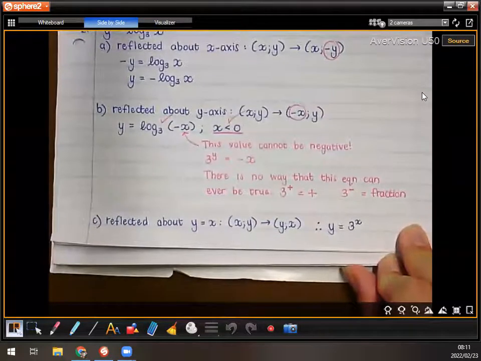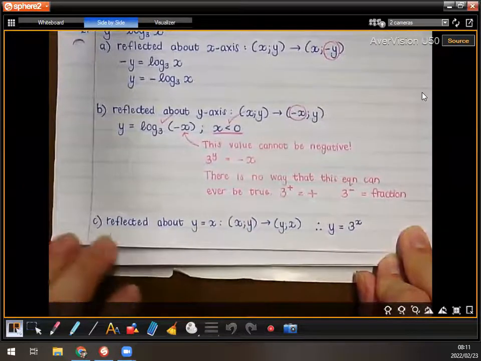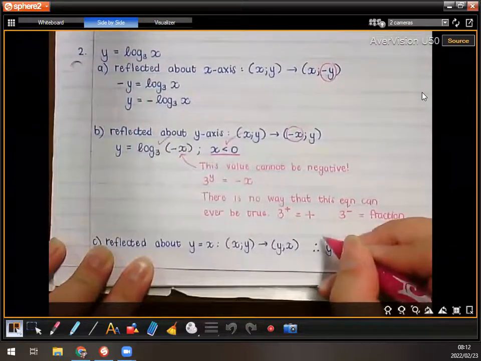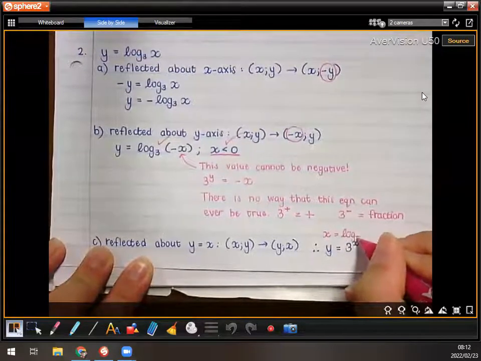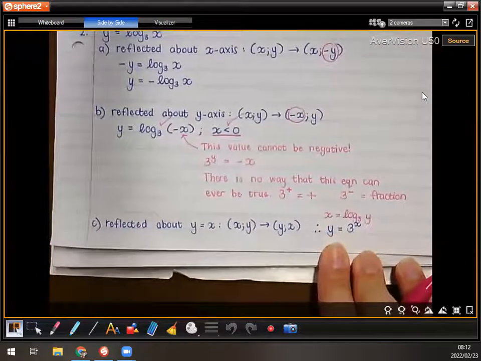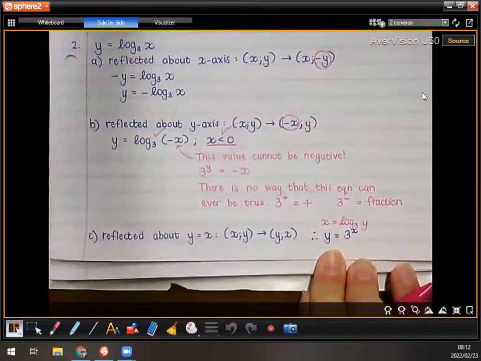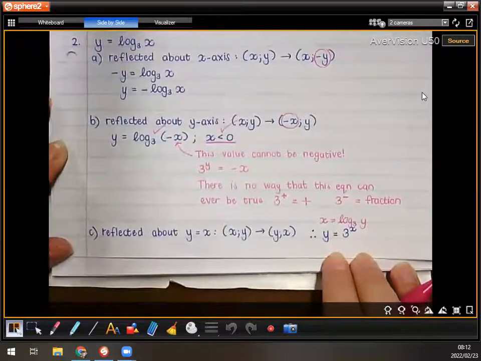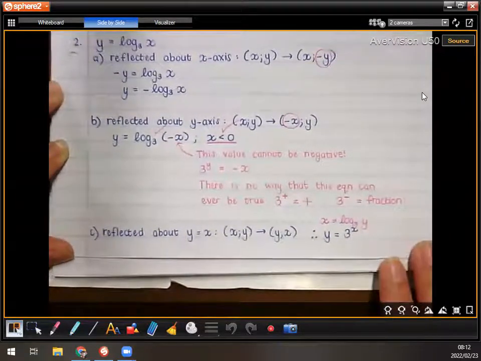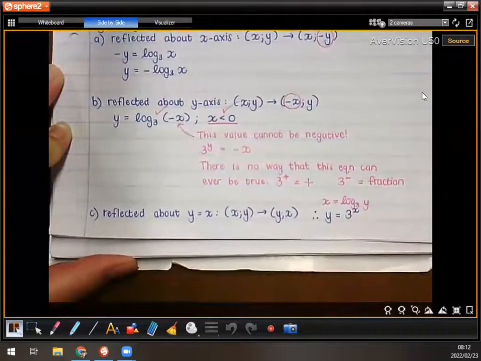For C, they say now you must reflect this about the line y equals x, and we know that when you do that, you get the inverse, right? So xy becomes yx. The original equation was this, so you can just swap your x and your y. Now x is log base 3 of y, and then you could convert that to exponential form. Or remember I told you the other day, a log and an exponential graph will always be inverse of each other. If the log graph has a base of 3, the exponential graph will also have a base of 3. You can write that equation straight away. The base of the log becomes the base of the exponent, the subject becomes the exponent, and then the y is the answer.